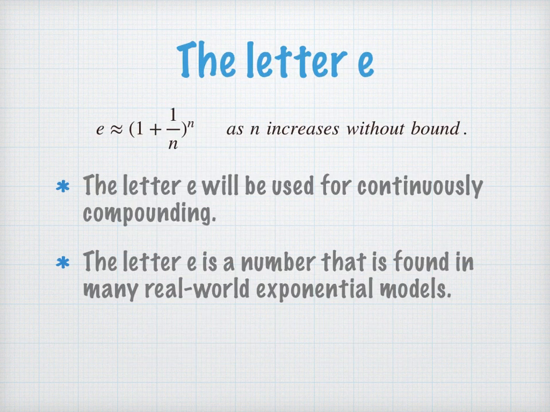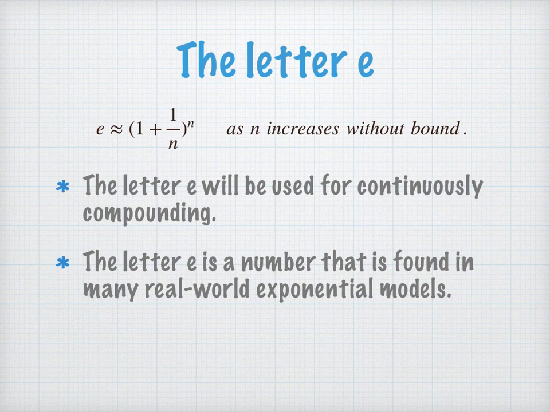Well, we could keep in mind some upper level math. There's a letter E. It is the natural number E. It's found on your calculator. And it's approximately equal to 1 plus 1 over n raised to the n as n increases without bound. The letter E will be used for continuous compounding. The letter E is the number found on your calculator, and it's actually used to model many real-world exponential models.